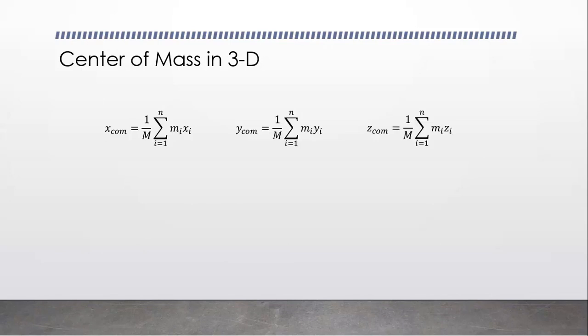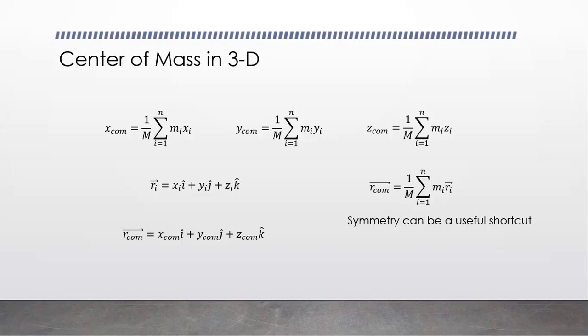Now, if we look at 3 dimensions, we could do the same exercise for y and z and get the same set of three equations. If we define r_i, what I call the displacement of an object compared to the origin, we can actually define the center of mass this way as well, in terms of vector notation. Again, we can do some calculus on these and come up with other ways to work this out later on. So as I say, symmetry can be a very useful shortcut, and we'll actually show that when we deal with uniformly massive objects later on this year.